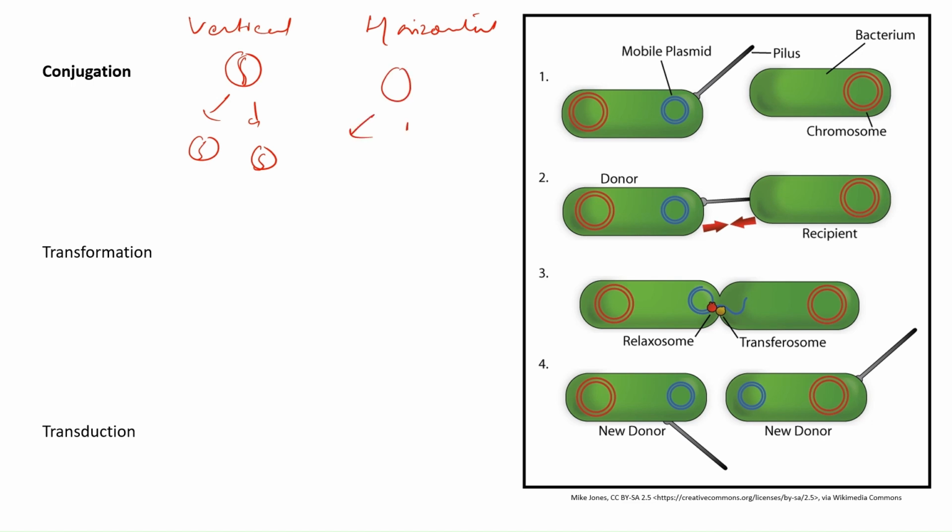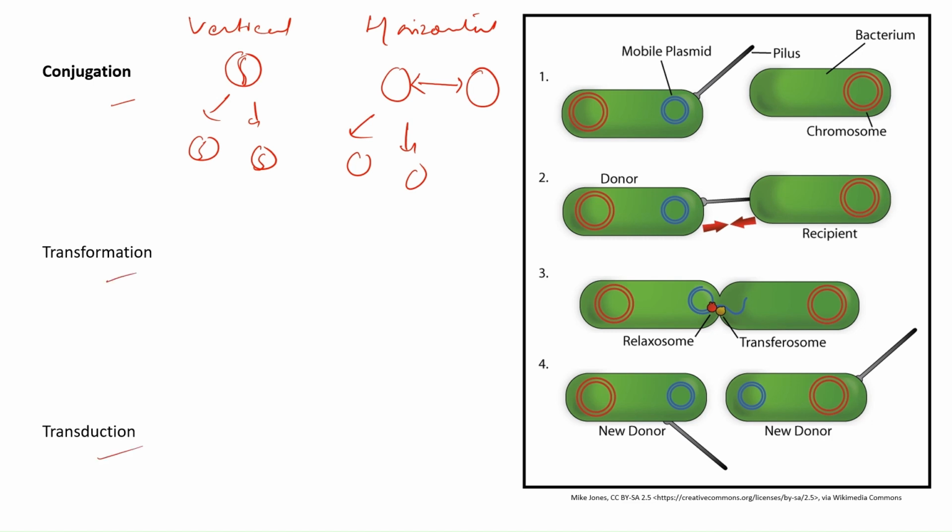What do we mean by horizontal transfer method? When the DNA gets transferred between the cells of the same generation, then we call it a horizontal transfer method. So under horizontal transfer methods, we have three ways by which the gene transfer can take place. That is conjugation, transformation and transduction.